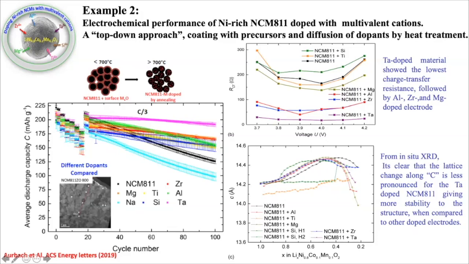By line scanning and by cross-sectioning, we can see the dopants all over. So this idea works at heat treatment. Here we can see further results related to in situ XRD. This is less important. So the idea is coming from the surface, going inside, and we can control doping by the heat treatment that provided thermodynamic basis for diffusion of dopants inside.